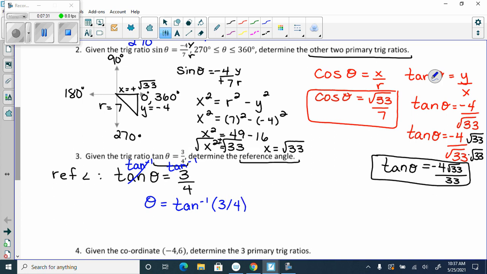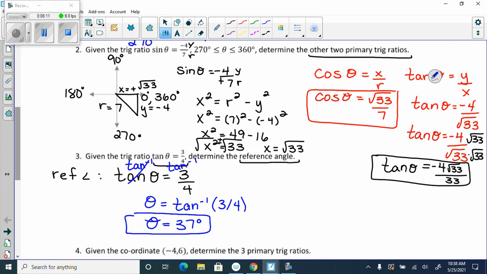So type that into your calculator in what mode? Degree. So you guys will be able to always have yours in degree mode till next year. Then it flip-flops between radians and degrees, so enjoy it for this year. So we get 37 degrees. So that's the reference angle.